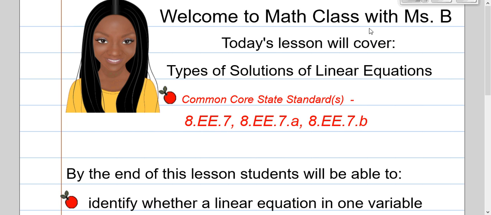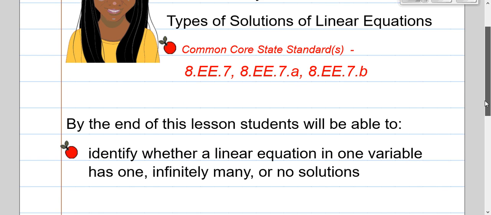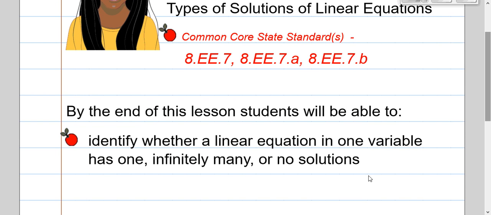Today's lesson we're going to cover types of solutions of linear equations. I promised my students I would post this, so here we are. The Common Core standards are here, and basically what that means is by the end of this lesson, students should be able to identify whether a linear equation in one variable has one, infinitely many, or no solutions. So let's just jump right into it.